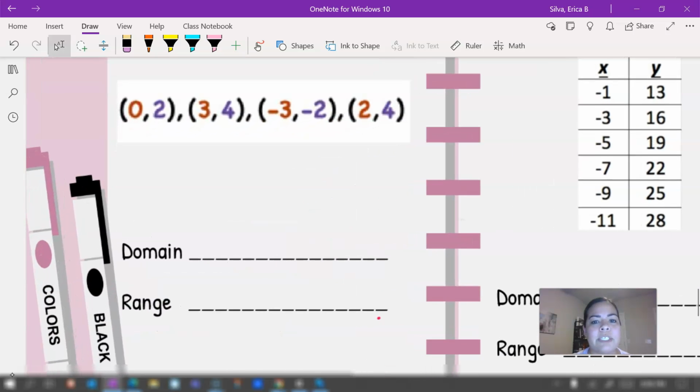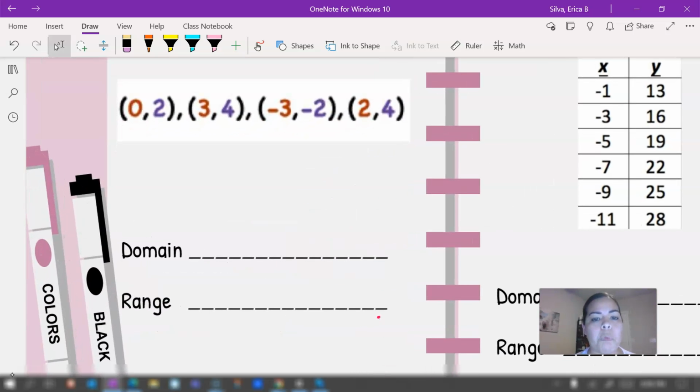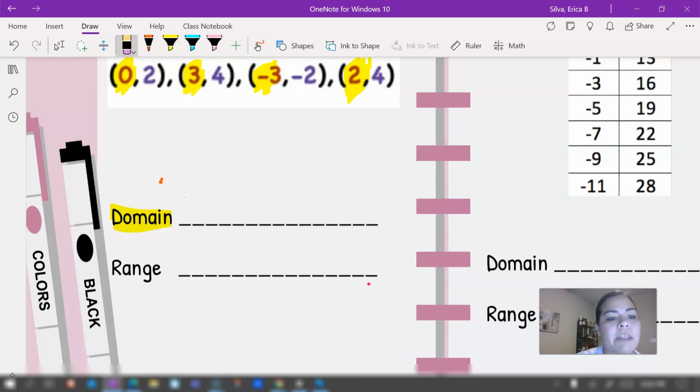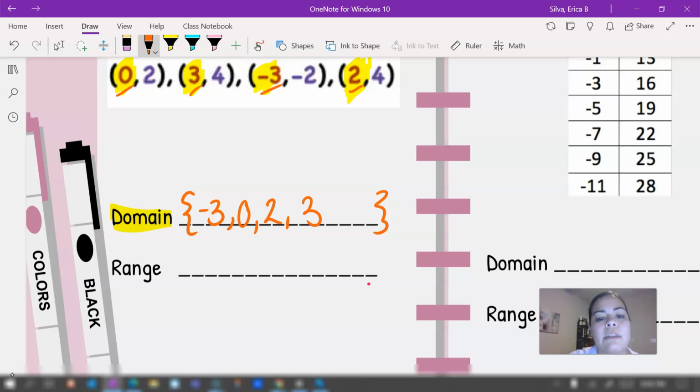Let's go on to a different type of representation, which is my set of ordered pairs. Same thing with my domain. We're just going to be looking at our x values. Notice how these are not in order. And it's, like I said, good math practice to write them in order from least to greatest. So the smallest x value we have is -3. The next x value is 0, then 2, then 3. So the domain for this relation is -3, 0, 2, and 3.